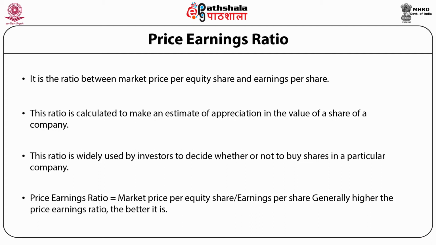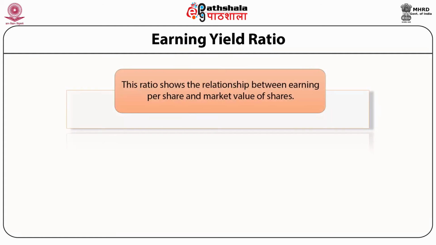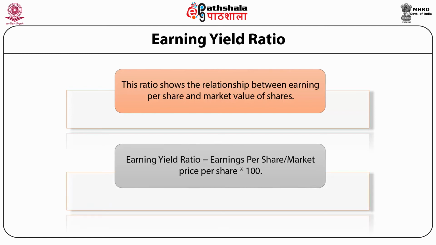Generally, the higher the price earning ratio, the better it is. Next ratio is earning yield ratio. This ratio shows the relationship between earning per share and market value of shares. Earning yield ratio can be calculated by using the following formula. We calculate earning yield ratio by dividing earning per share by market price per share, multiplied by 100.